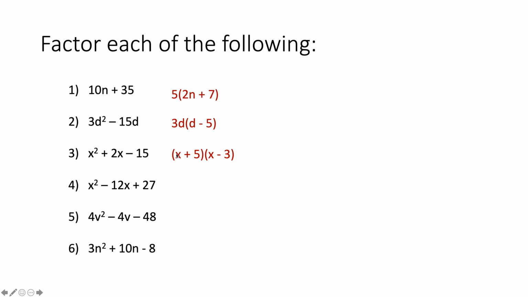Quick mental check. I'm not going to mental check after this one, but I do want to review how to do it. X times x is x squared. X times -3 is -3x. 5 times x is 5x. And 5 times -3 is -15. 5x's and -3x's add up to 2x's.